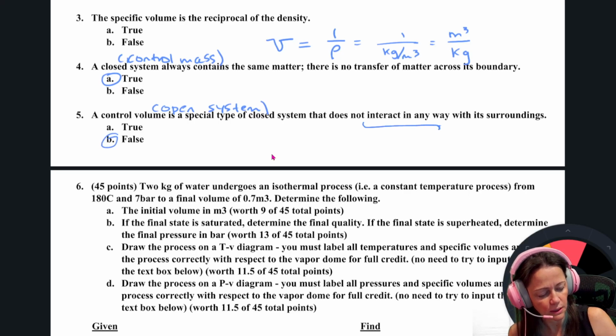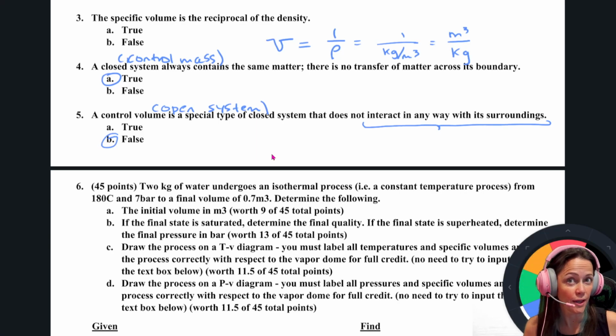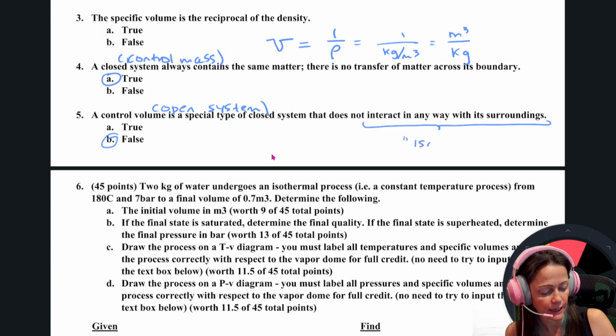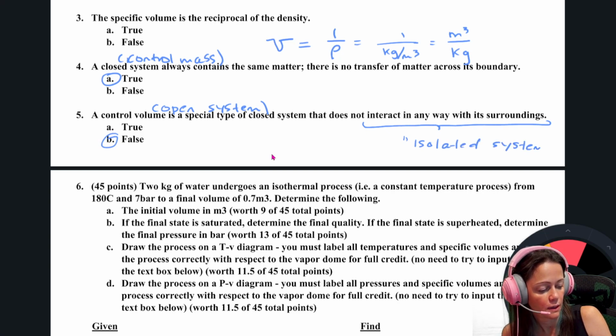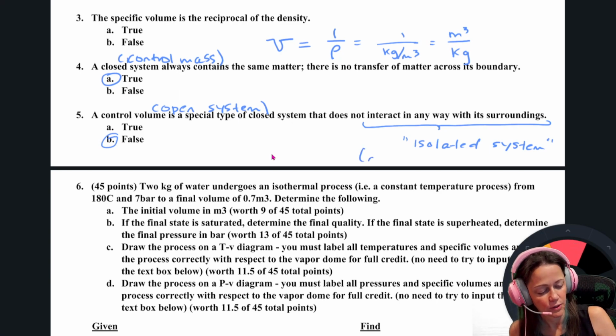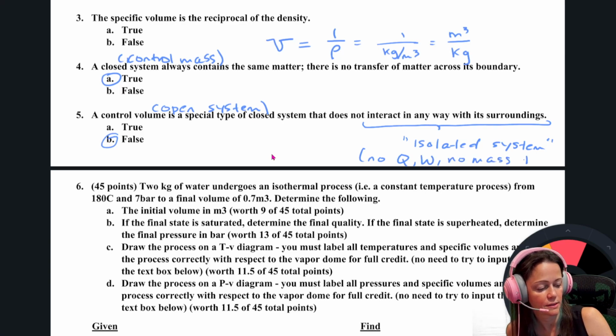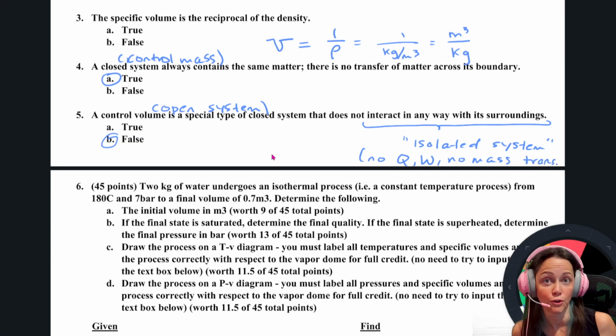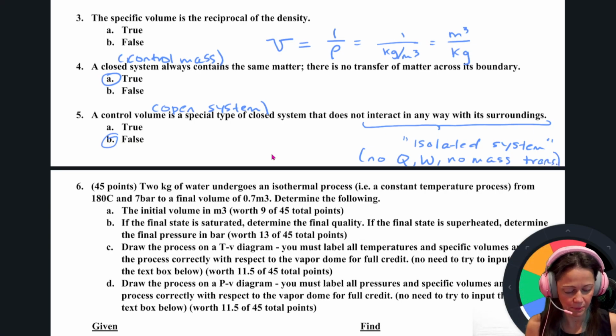If it doesn't interact with its surroundings in any way, that means there's no transfer of energy, mass, or work. This is called an isolated system, and it's a very special case, right? So there's no heat transfer, no work, and no mass transferred across the system boundary.